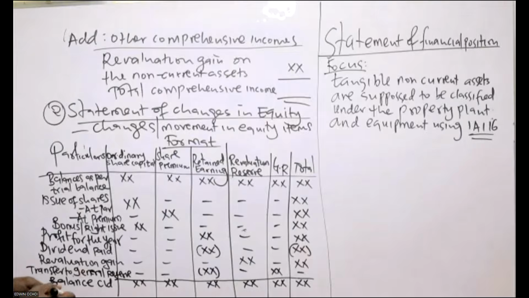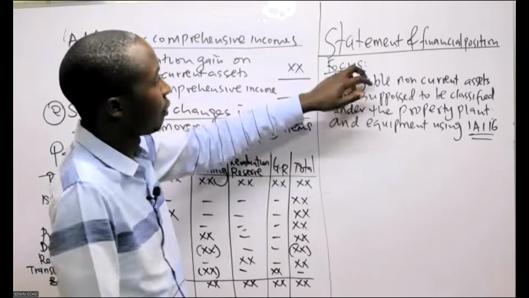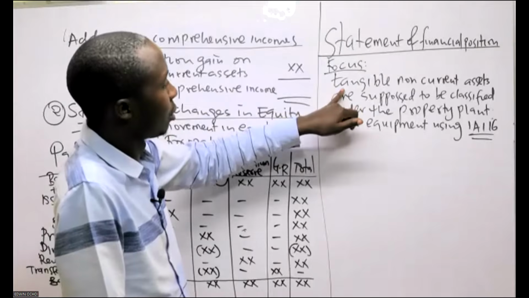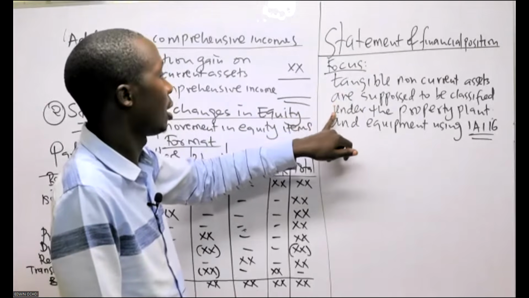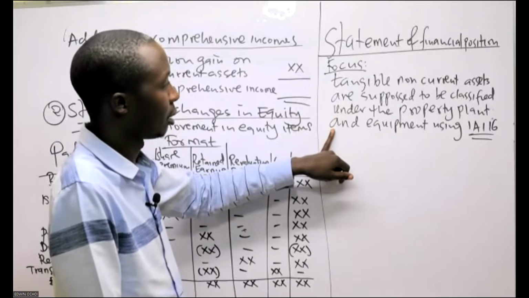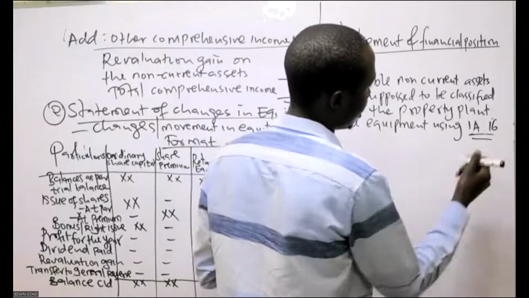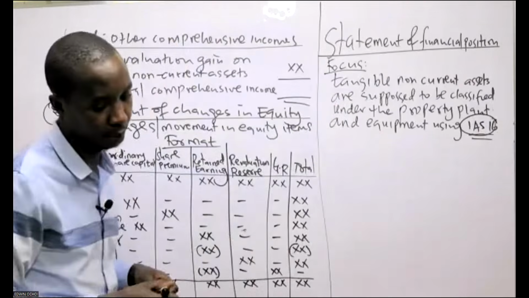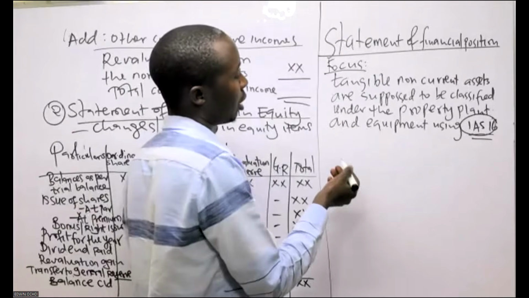So we are continuing with the statement of financial position. I've said the main focus is that the tangible non-current assets are supposed to be classified under the property, plant and equipment, using the International Accounting Standards. So International Accounting Standard 16 is the relevant standard for property, plant and equipment. So which are some of the tangible non-current assets?